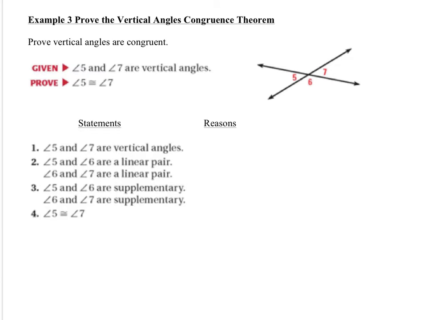So the statements are listed here. We're going to give the reasons for each statement. The first one, 5 and 7 are vertical angles, is given. 5 and 6 are a linear pair. 6 and 7 are a linear pair. It's the definition of linear pair.